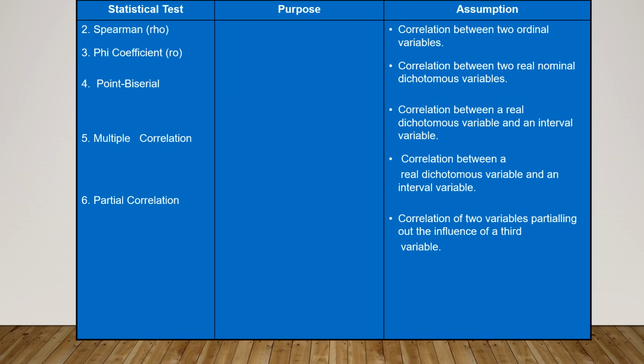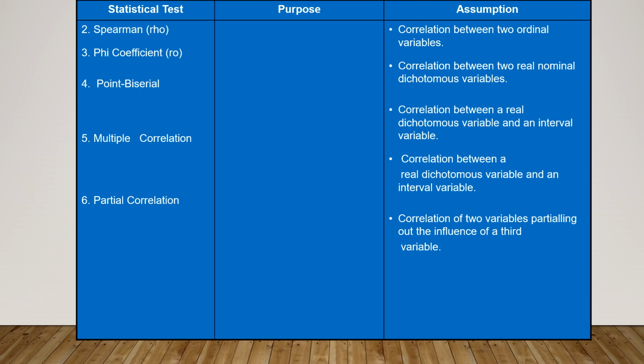The second measure of correlation is the Spearman. The assumption: the correlation between two ordinal variables. The third is the phi coefficient. Correlation between two real nominal dichotomous variables. Then the fourth, point biserial. The assumption: the correlation between a real dichotomous variable and interval variable.